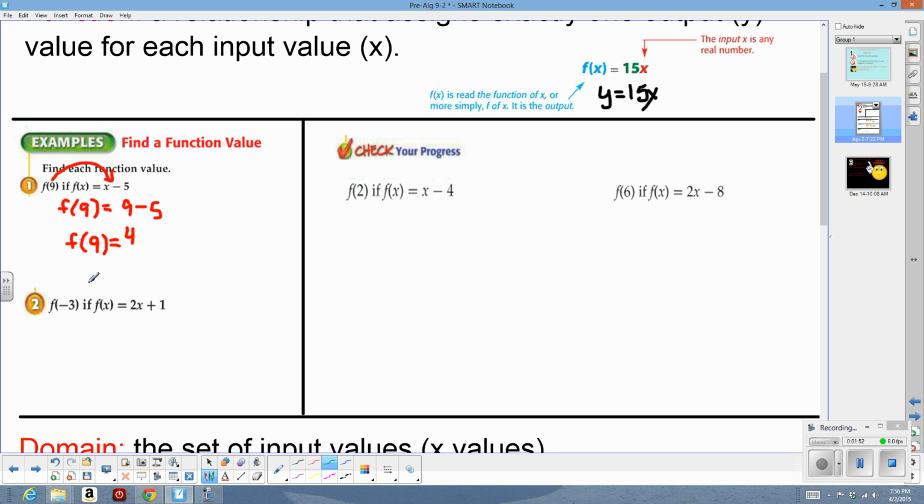For our next example, we're going to find f of negative 3 if f of x equals 2x plus 1. So I'm going to plug in negative 3 for x. So f of negative 3 equals, remember 2x means 2 times x, so 2 times negative 3 plus 1. Well, 2 times negative 3 is negative 6 plus 1. Negative 6 plus 1 is negative 5. So f of negative 3 is equal to negative 5.